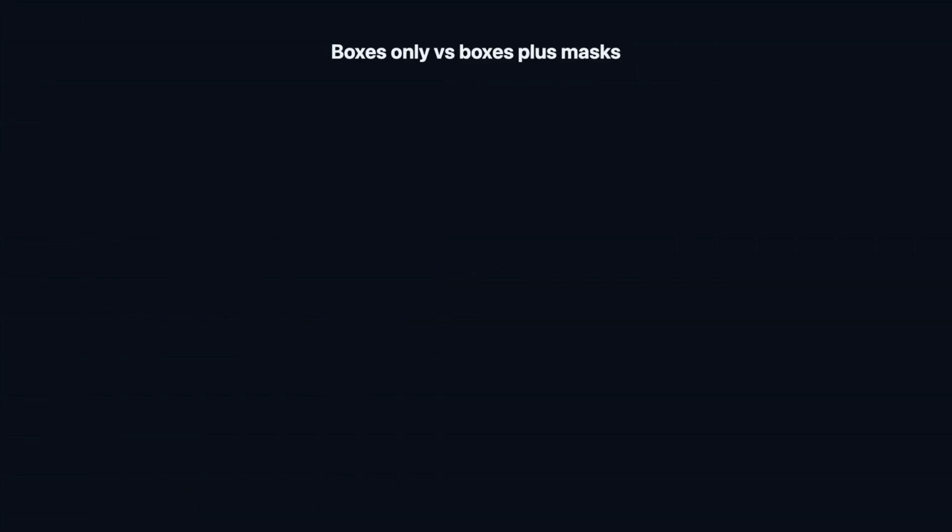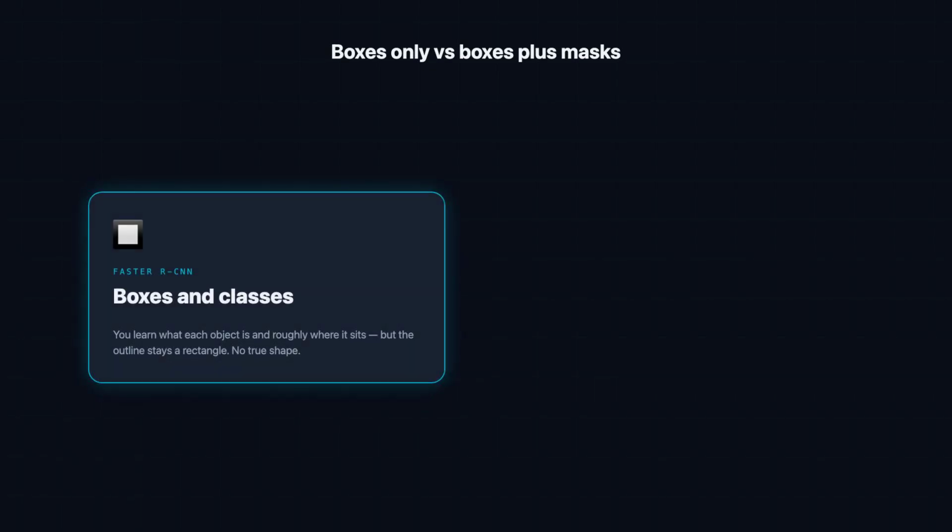Now, to see precisely what changed, put this model right next to the detector it extends. The original detector gives you boxes and classes only. For each object, you learn what it is and roughly where it sits, but the outline stays a plain rectangle. You never find out the object's true shape, and overlapping objects can be hard to tell apart when their boxes cover the same patch of the image.